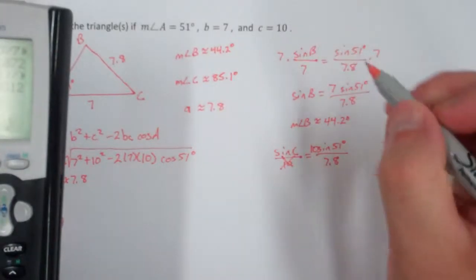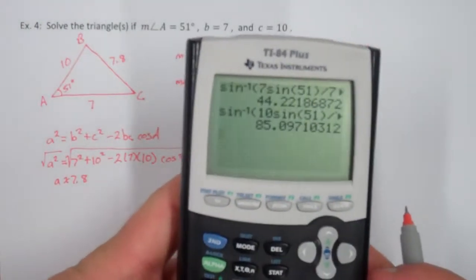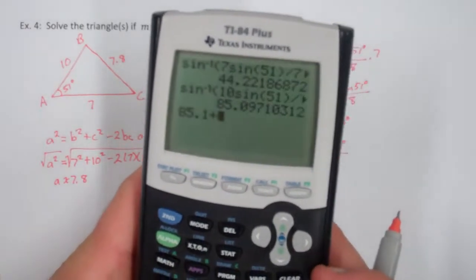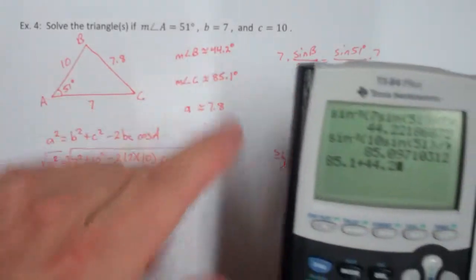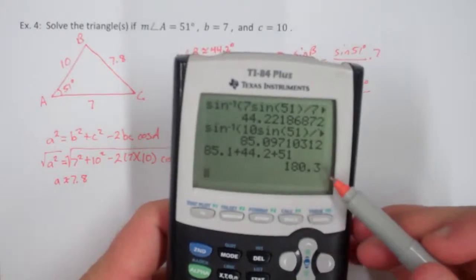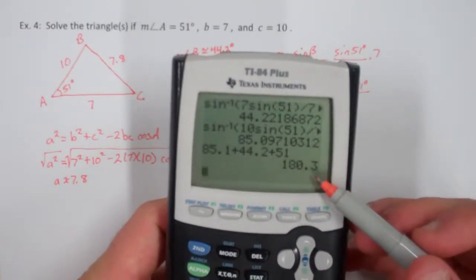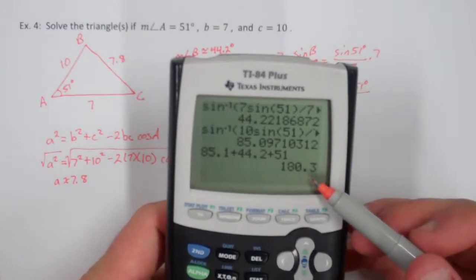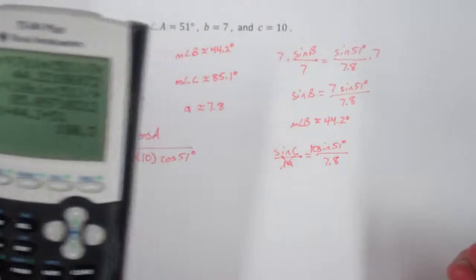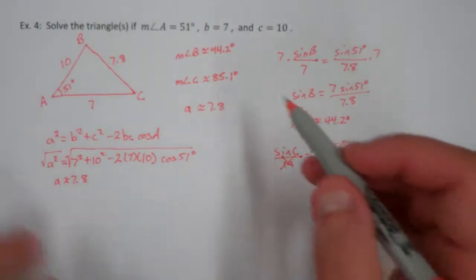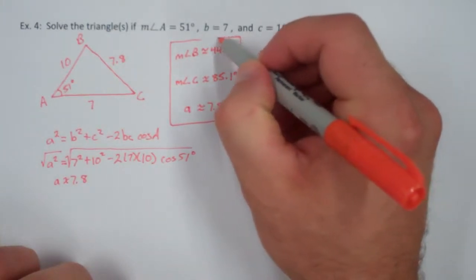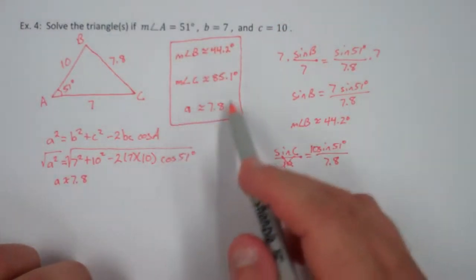Then, as a check to make sure that I've set up my other ratios correctly, I take 85.1, add 44.2, which was the measure of angle B, and then add 51. And we get 180.3. The reason why this is off is because we've rounded a little bit, so don't worry too much about that. It's super close to 180 degrees, which is exactly what we're looking for. The solution to this problem, when it asks you to solve the triangle, which means find the missing sides and missing angles, is just right here in the box.